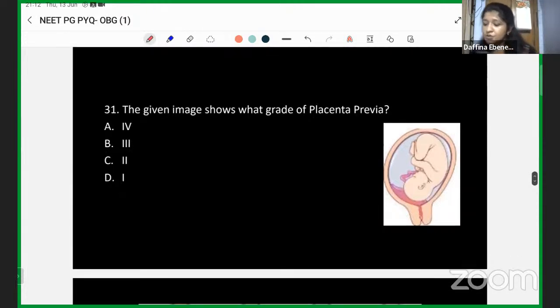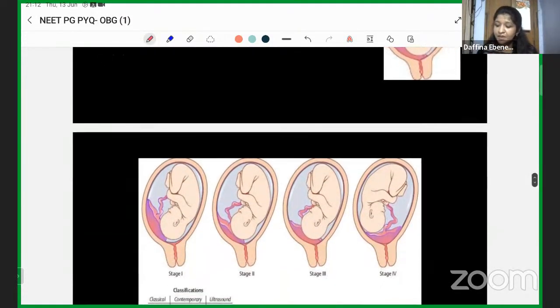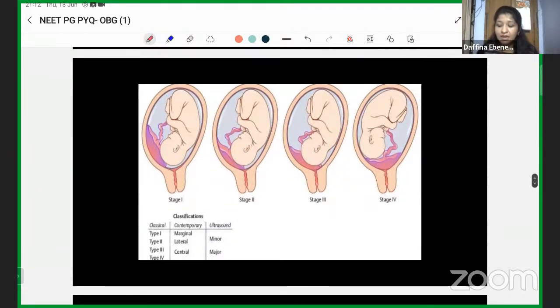The given image shows what degree of placenta previa? So there are 4 degrees of placenta previa. Stage 1 is marginal. The placenta is in the upper segment, but only the lower part of the placenta alone is touching the lower segment, but it is not reaching up to the os. That is stage 1, which is marginal.